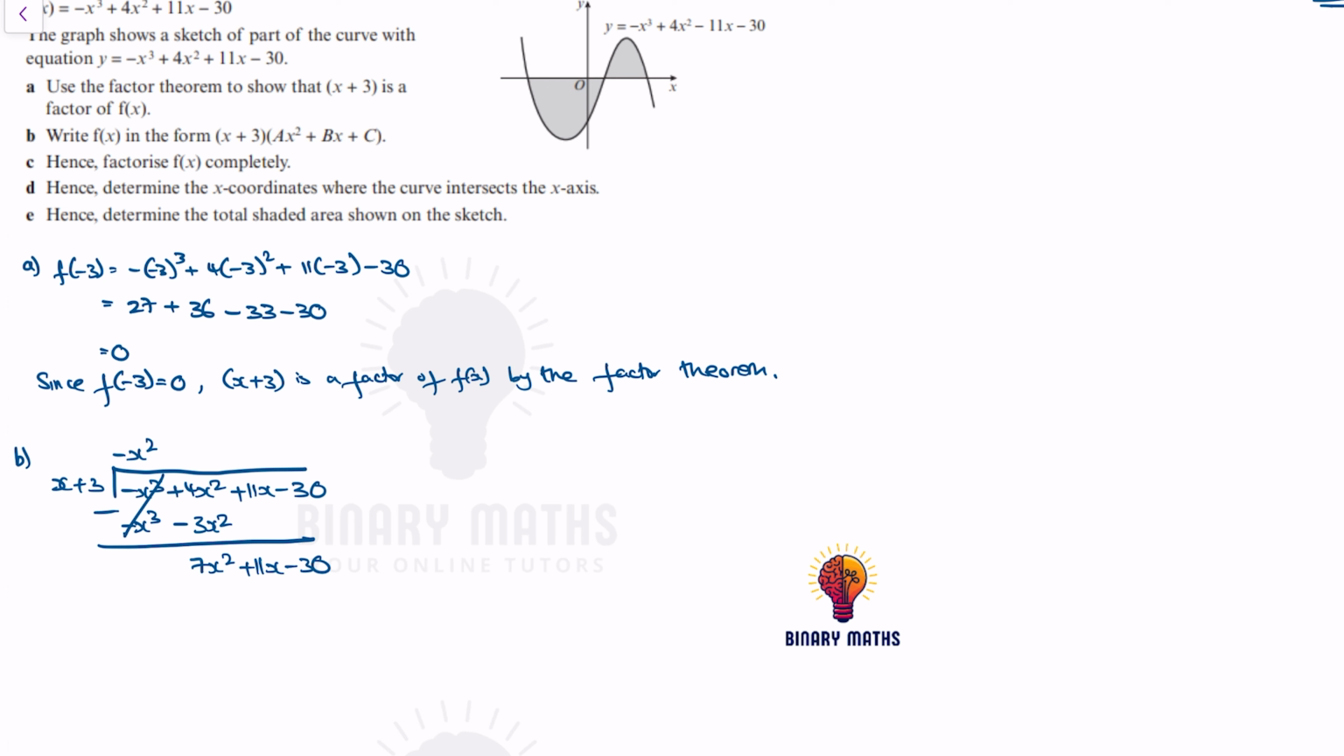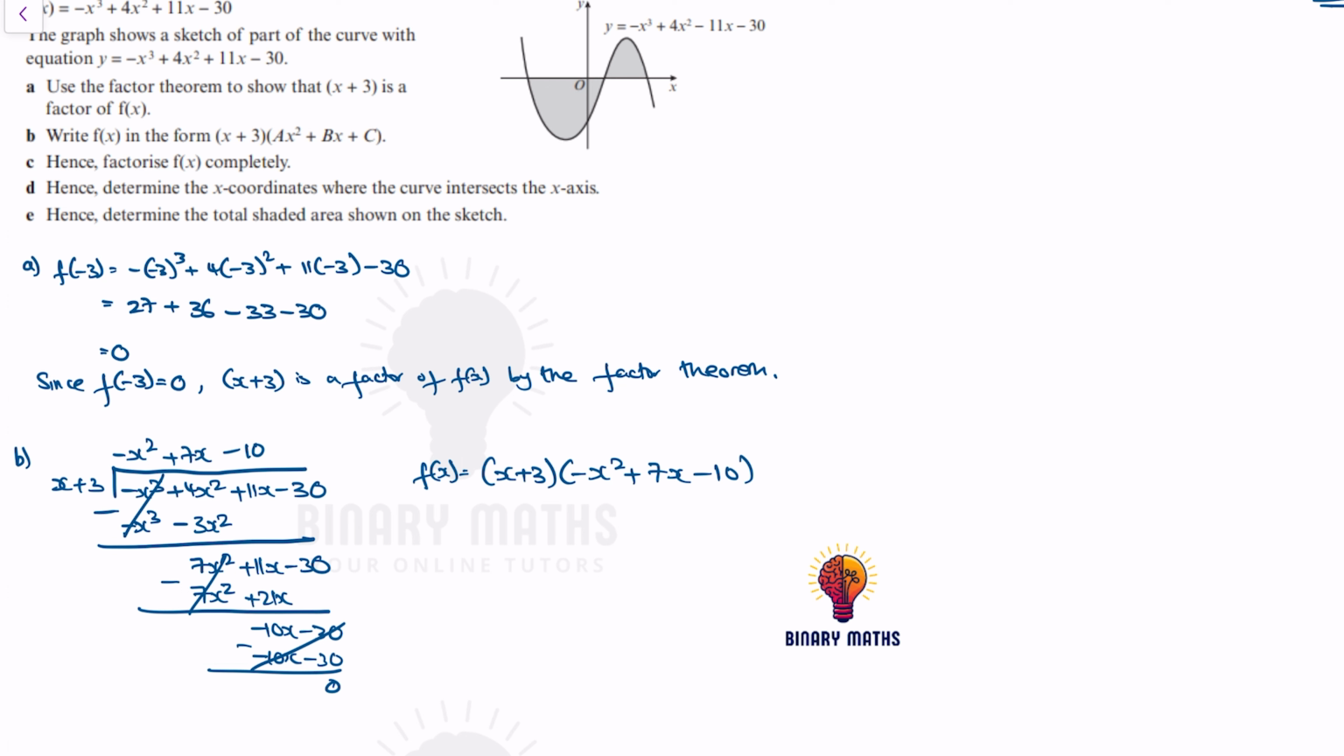x times what gives me 7x squared is a positive 7x. So 7x times x is 7x squared. 3 times 7x is 21x. I'm subtracting this, so these two cancel out. 11x take away 21x is minus 10x minus 30. x times what gives me minus 10x is minus 10. Minus 10 times x is minus 10x. 3 times minus 10 is minus 30. When I subtract them, they cancel out. So that means f of x is equal to x plus 3 times minus x squared plus 7x minus 10.